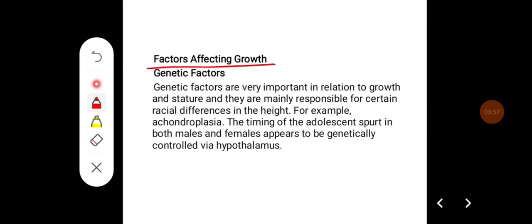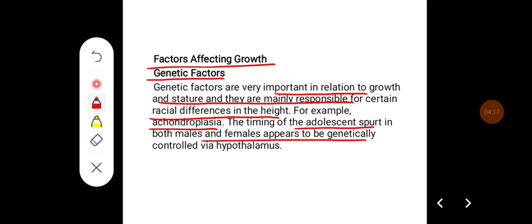There are factors affecting growth. These are mainly the genetic factors. Genetic factors are very important in relation to growth and stature, and they are mainly responsible for certain racial differences in height. For example, achondroplasia. The timing of the adolescent spurt in both males and females appears to be genetically controlled via the hypothalamus.